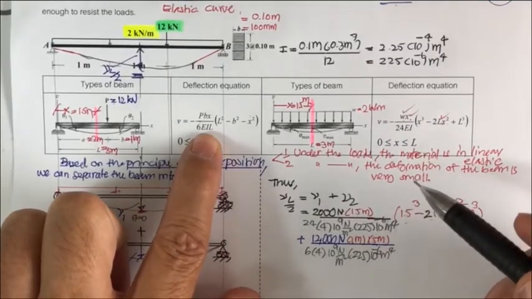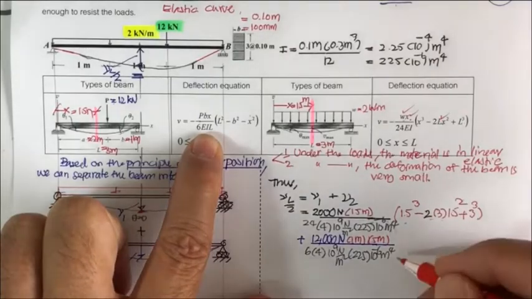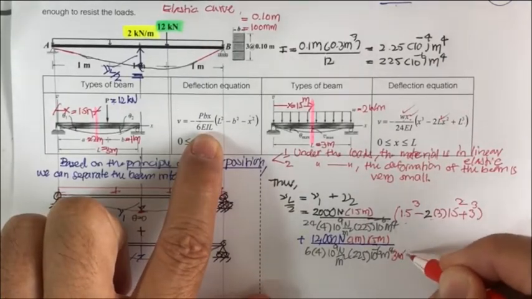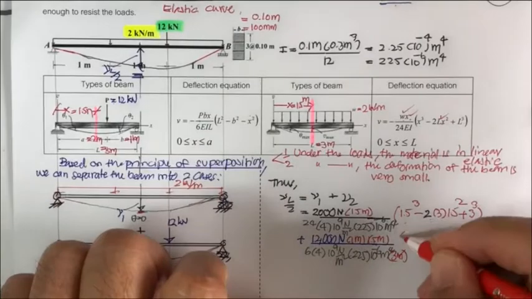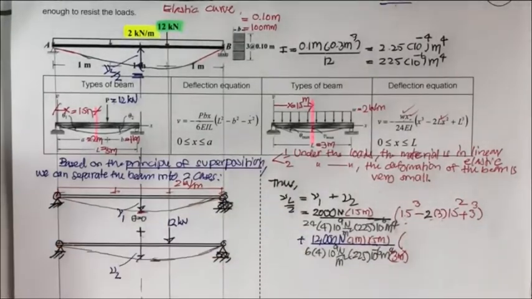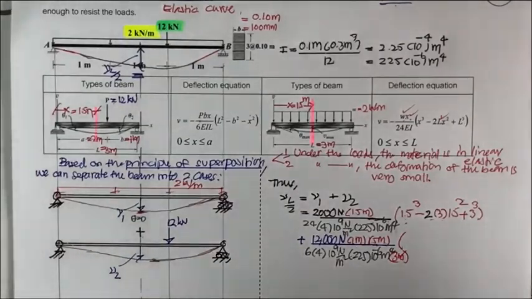And then also L. L is going to be 3 meter. So you're going to put 3 meter here. Okay. Don't forget to put 3 meter here. So you will go further.